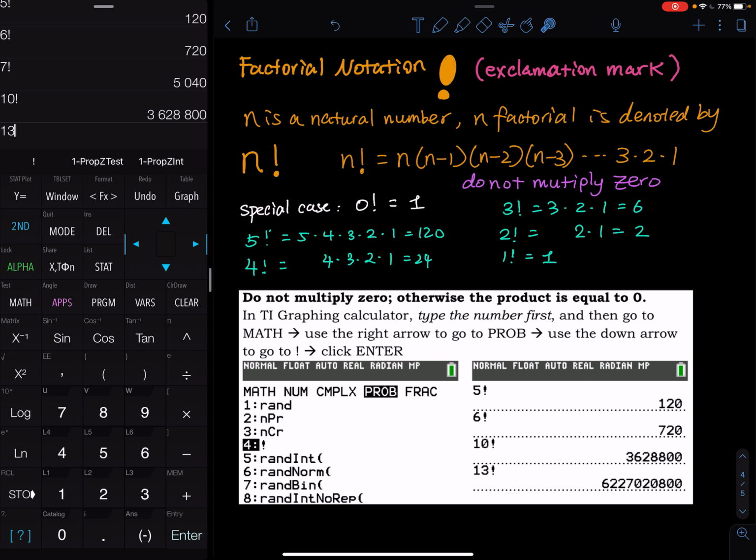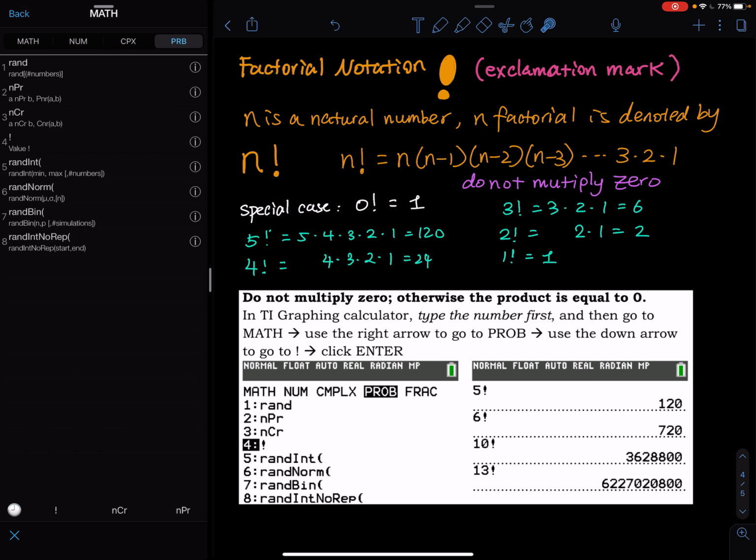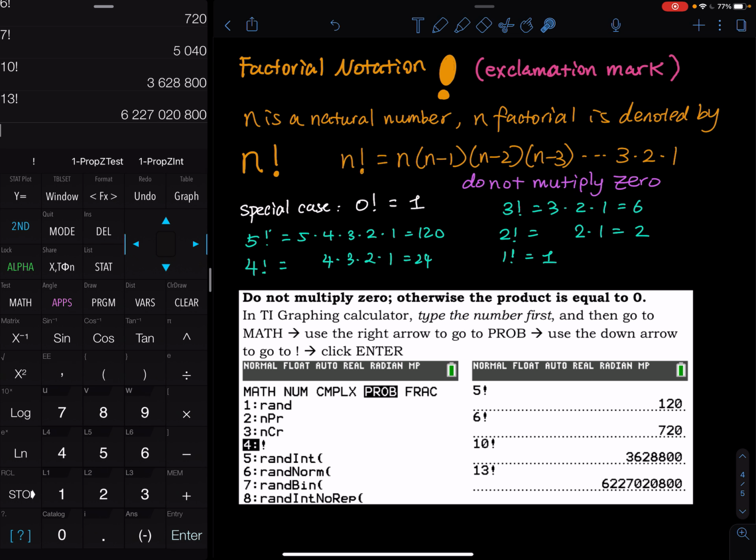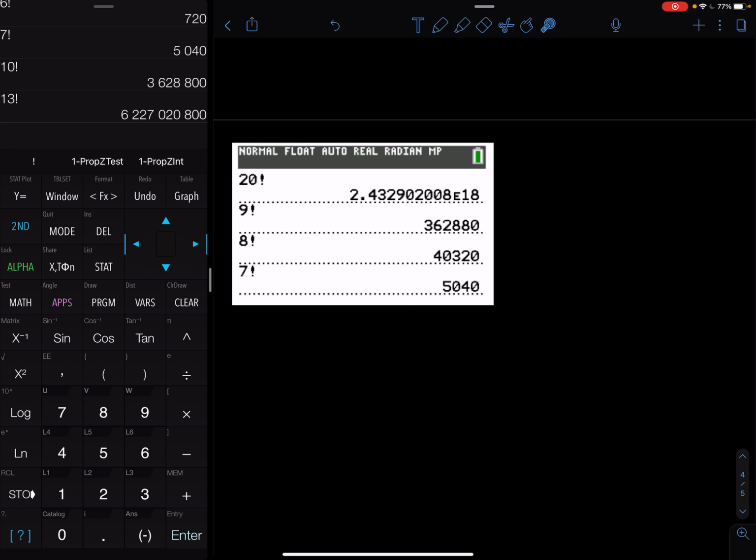So 13. You don't want to multiply 13 numbers, right? You would have to multiply 13 numbers, but you don't want to type them out on your calculator. So 13, math, and then PRB, factorial. So there you have it. Let's do a few more. I have a few more problems right here. Can you try this?